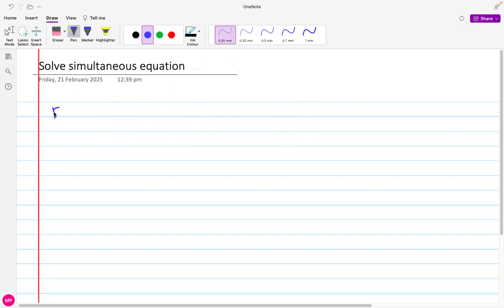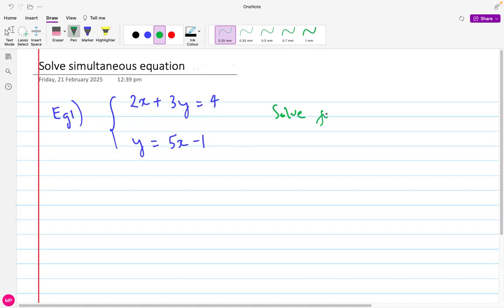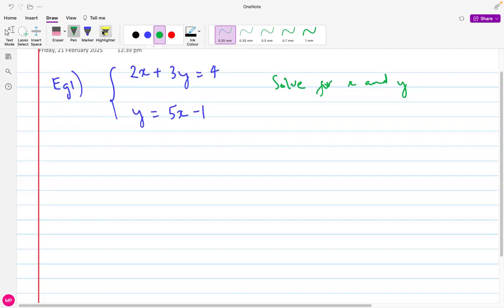So let's start with example A. If you have something like 2x plus 3y equals 4 and y equals 5x minus 1, and the question asks you to solve for x and y. Now, you can see here in the second equation, y equals something. So we're going to apply the substitution method.